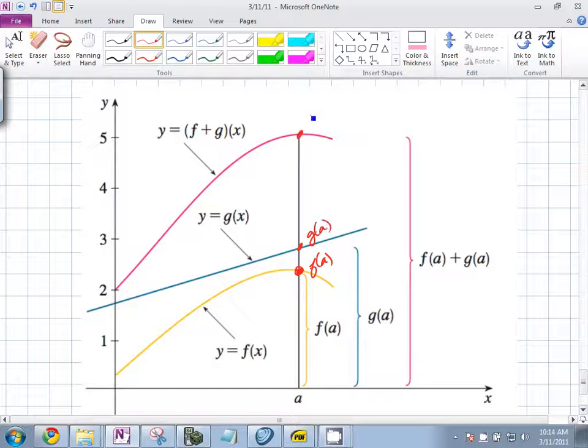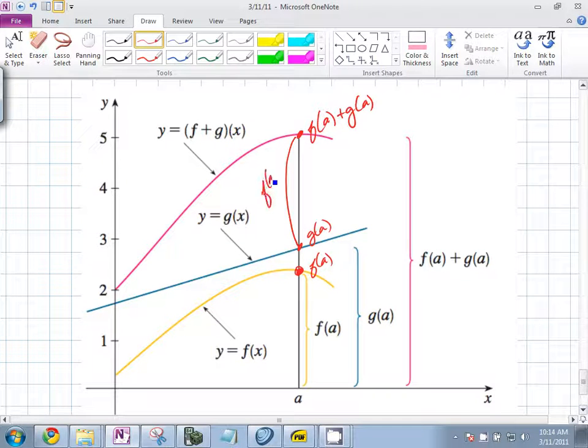f of A plus g of A. You add them together. Are we good with that? So this distance right here, do you see this f of A? This distance from here to here is f of A.